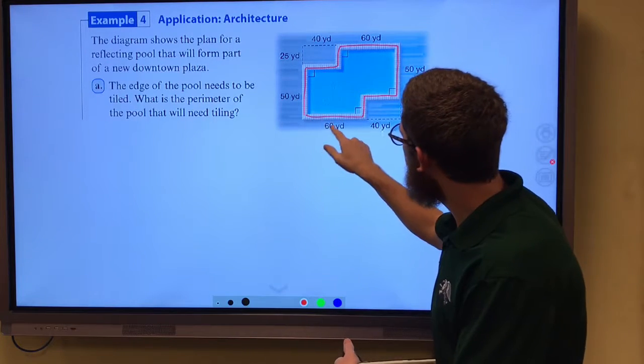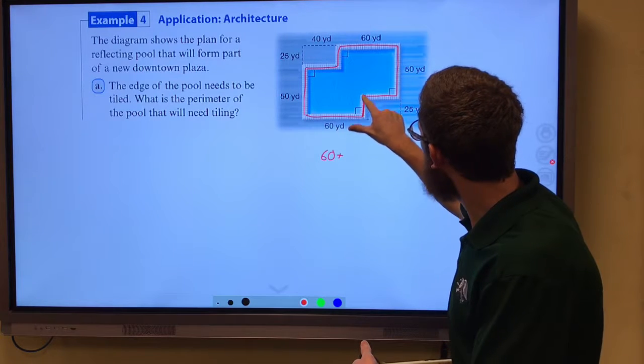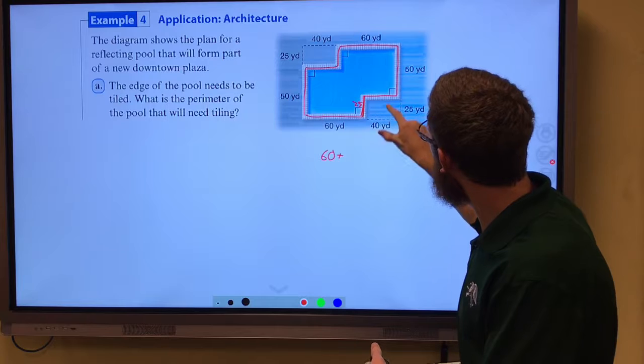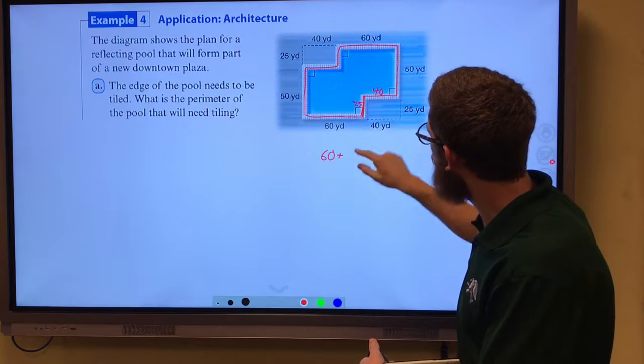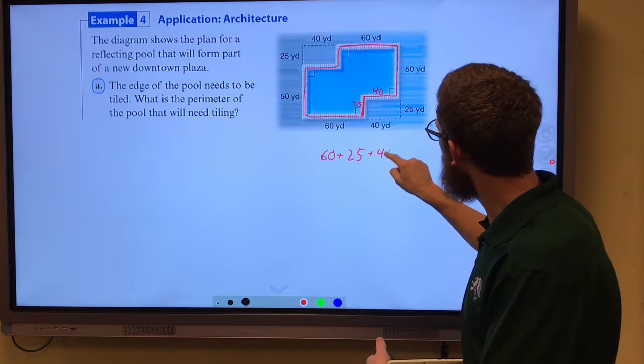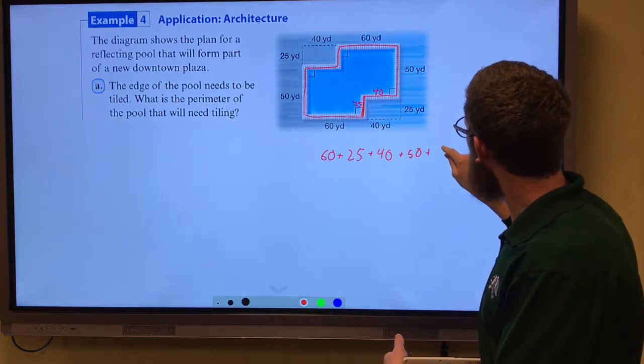Well, that's going to be 60. This right here, it's a rectangle, so that's going to be 25. That's going to be 40. So it's going to be 60 plus 25 plus 40 plus 50 and 60.